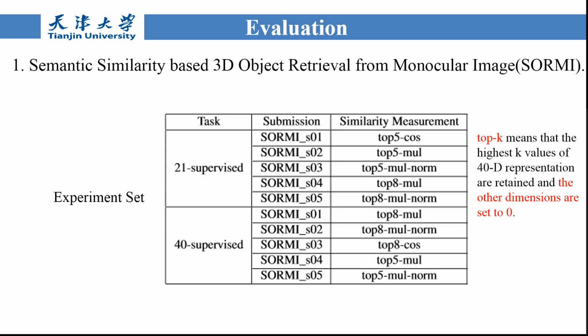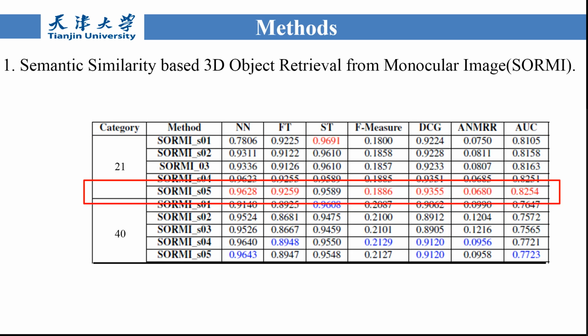In this experiment, they finished the 2 tasks and provided 10 submissions with different similarity measure strategies for each task. The top-k means that the highest k values in the 40 dimensions are retained and the other dimensions are set to 0. Here are the performances for 21 categories. The fifth strategy gets the best performance, which shows the effectiveness of vector multiplication with normalized scores.